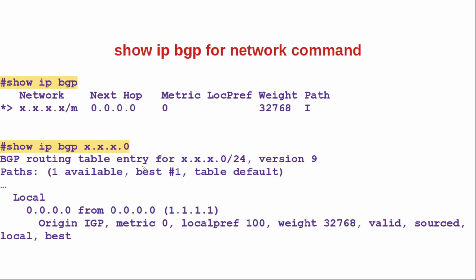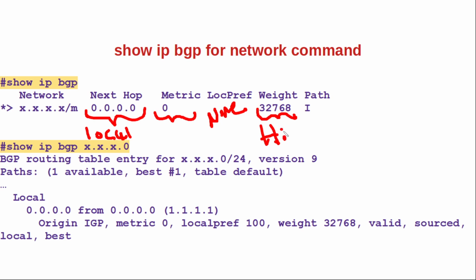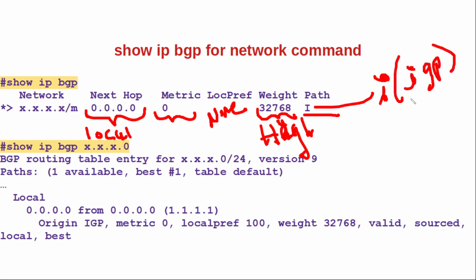Now, if we issue show ip bgp, we can see that the next hop is set to 0.0.0.0. That means that it is local. Metric is set to 0. Local preference is left unset. The weight is this value, which is a high value for a weight. And within the path, we are going to see an I because it is categorized as an IGP origin.